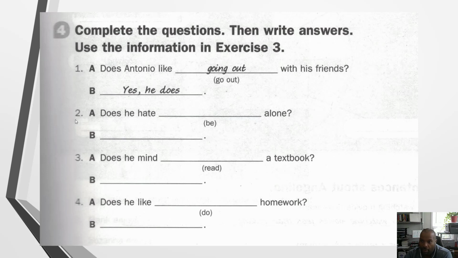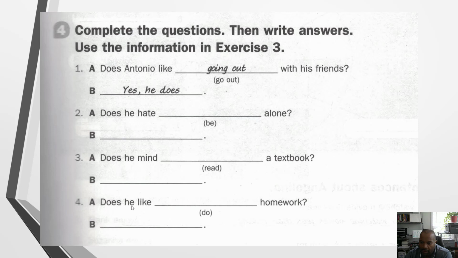So, for number 2, does he hate, so the word is be. So I said being. Does he hate being alone? My answer was yes, he does. He does hate being alone. Number 3, does he mind, and then the verb is read. So the gerund is reading. Does he mind reading a textbook? My answer is no, he doesn't.